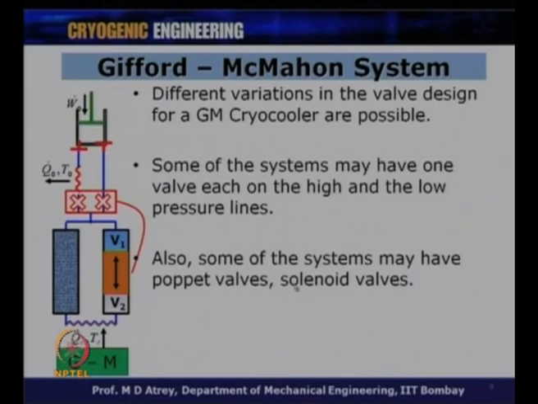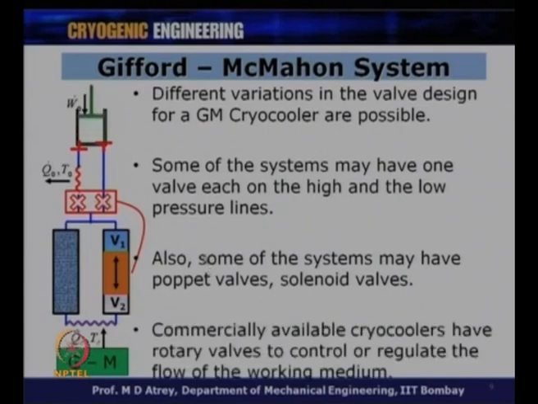Some of them can have even solenoid valves. So, you can have pneumatic control or electrical control over the opening and closing of these particular valves. Mostly however, in commercially available cryocoolers, they use something called a rotary valve. That means there is a motor which drives this valve, and this motor goes on rotating continuously. During the revolution of this motor, at some point in time the high pressure valve opens, and at some point in time it gets closed and the low pressure valve opens.